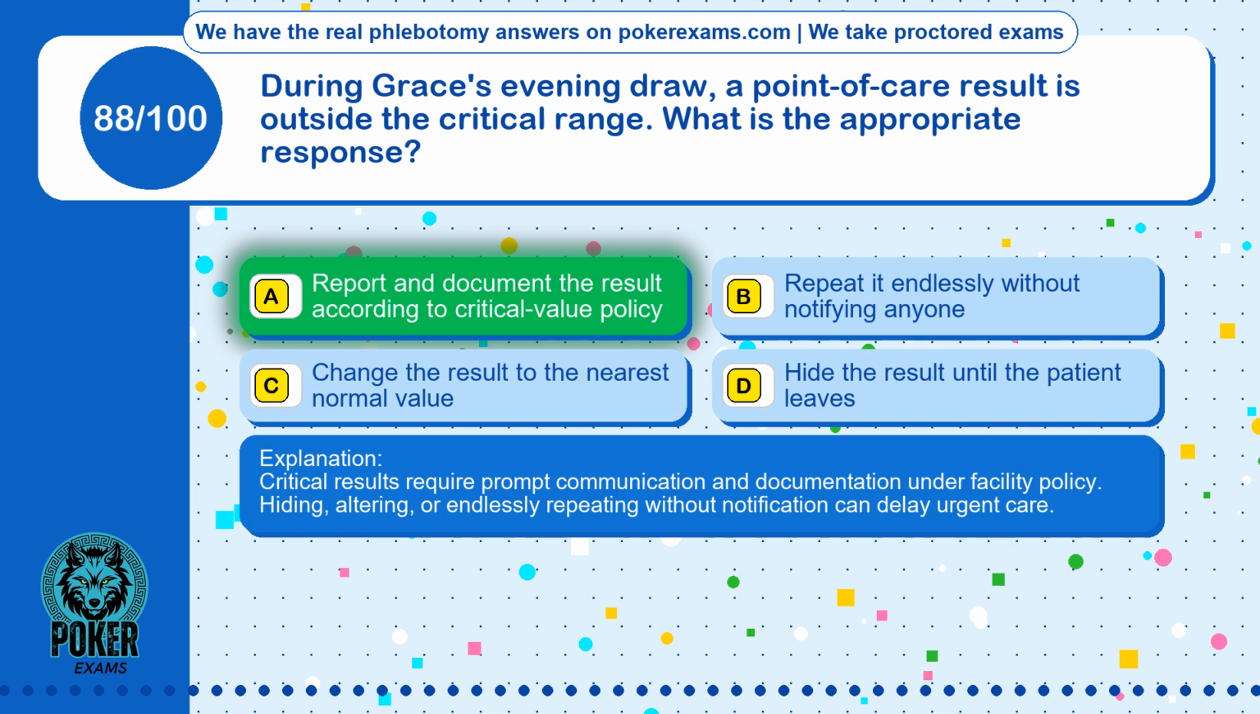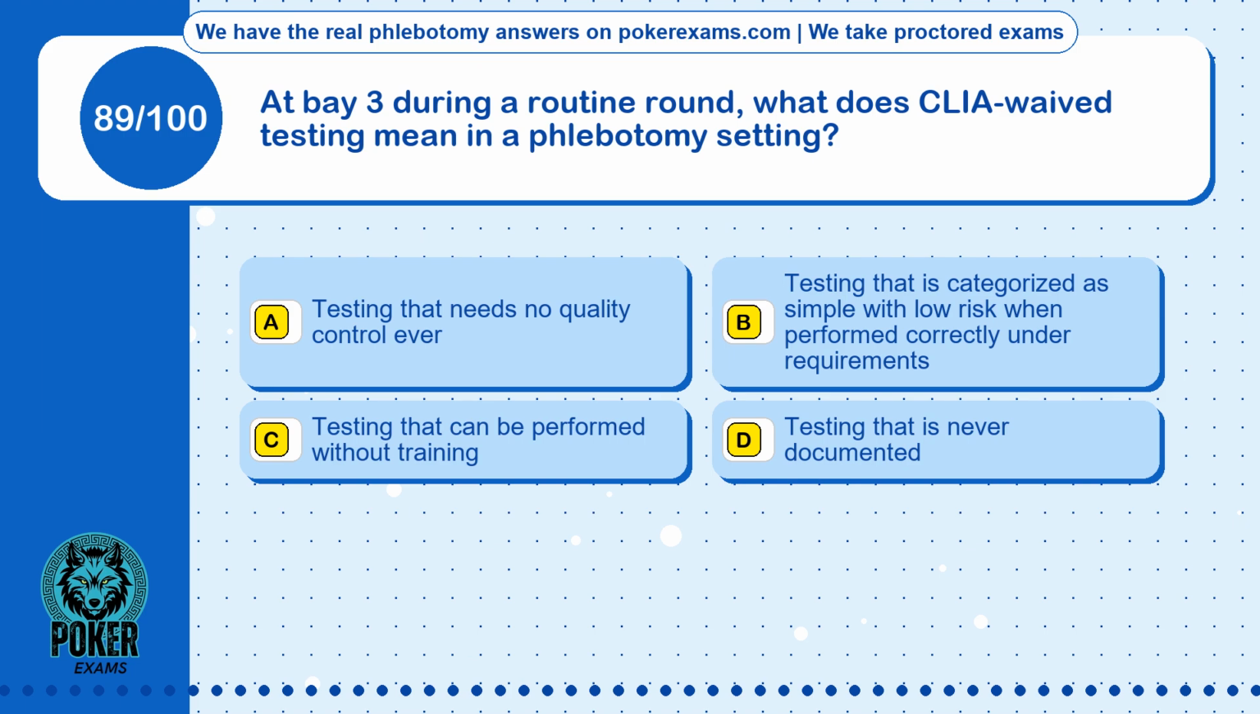Question 89. At Bay 3 during a routine round, what does CLIA waived testing mean in a phlebotomy setting? Option A, testing that needs no quality control ever. Option B, testing that is categorized as simple with low risk when performed correctly under requirements. Option C, testing that can be performed without training. Option D, testing that is never documented.